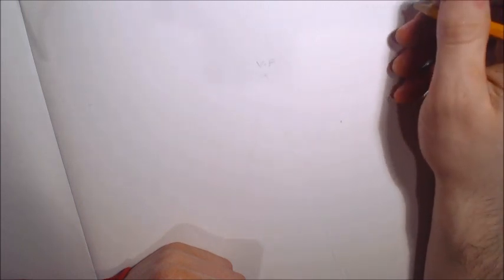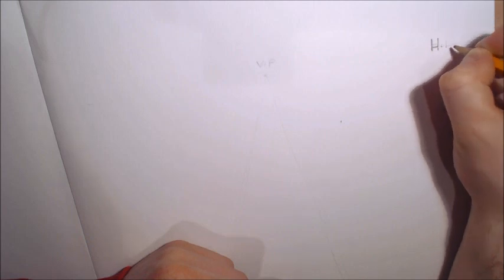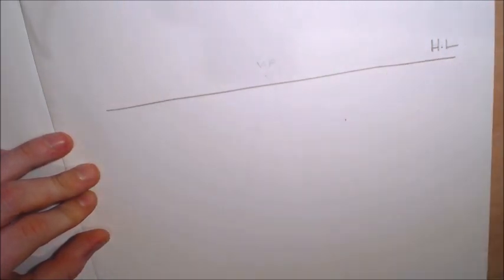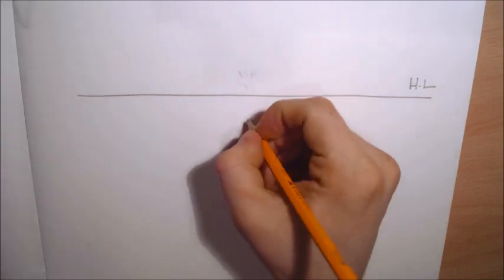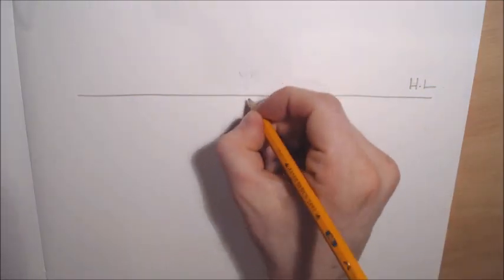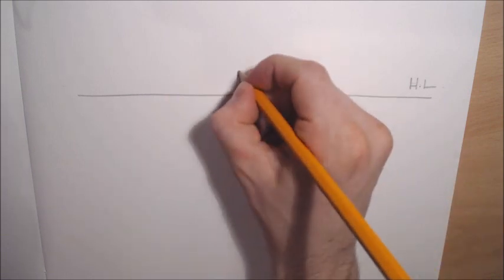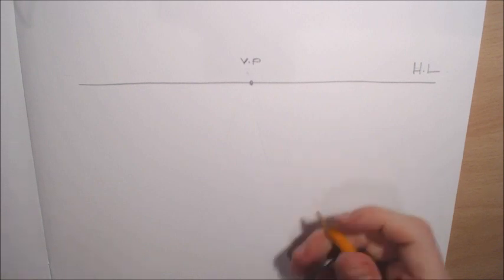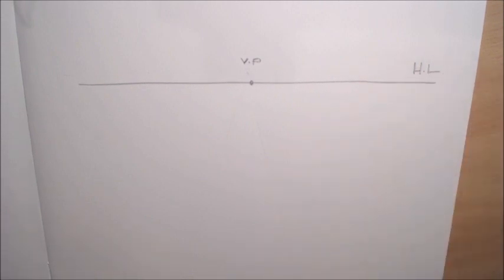In this video, I'm going to give a quick demonstration on how to do first point perspective. So, I'm going to start off by drawing my horizon line. The next point I'm going to do is I'm going to pick any point along this line. For the purpose of this drawing, I'm going to just pick a point in the middle of my horizon line. This is called your vanishing point.